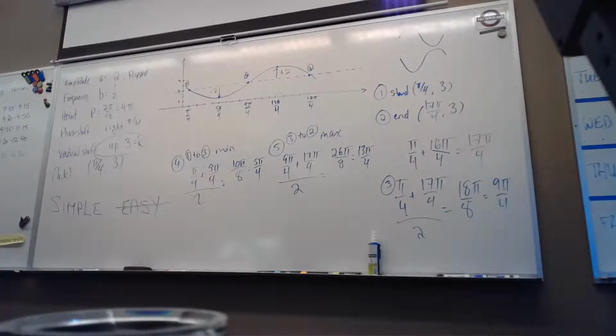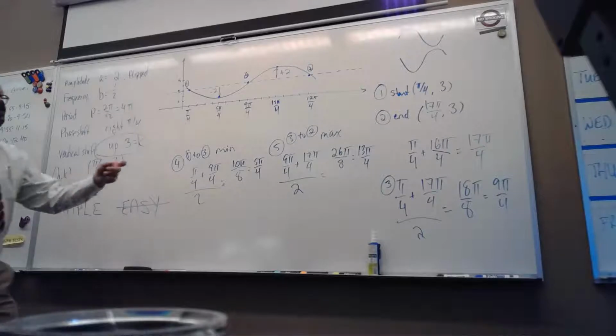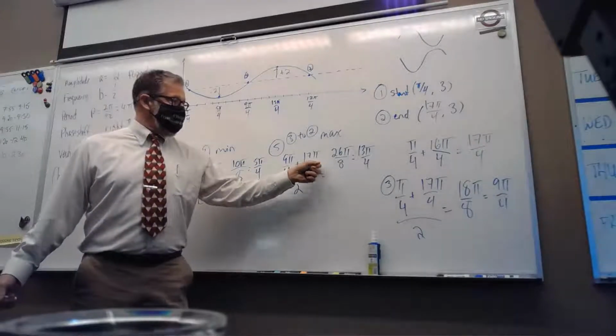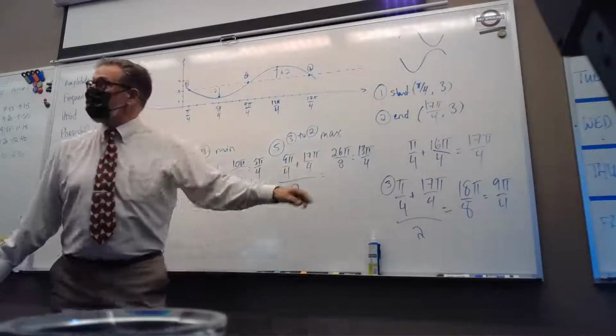The reason I don't like to do that as a teacher is because then people say, wait, where did the 4s go? How did the 4s just disappear and then come back? It was like magic and I don't know what just happened. And so what I do is I go through the extra step of saying, I have this number plus that number divided by 2, and then I will simplify.